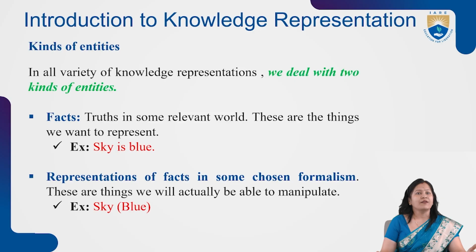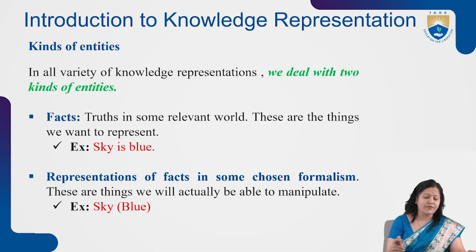And there are two kinds of entities. In all varieties of knowledge representation, normally we deal with two kinds of entities. One is the fact, another one is the representation of the fact in some chosen formalism. What is a fact? Anything which is true, the truth in some relevant world. These are the things we want to represent. Like here I have given one example: sky is blue, or the sun rises in the east, or a crow has two legs. These are facts. Nobody is going to change them.